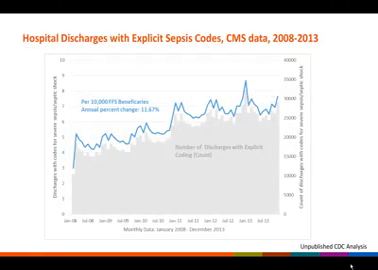The primary source of sepsis counts has previously been administrative data, which is problematic for several reasons which we will discuss. I've shown here a chart from an internal analysis that our group did with CMS data, showing an increased frequency of hospitalizations with sepsis from 2008 to 2013, which at first looks very concerning.